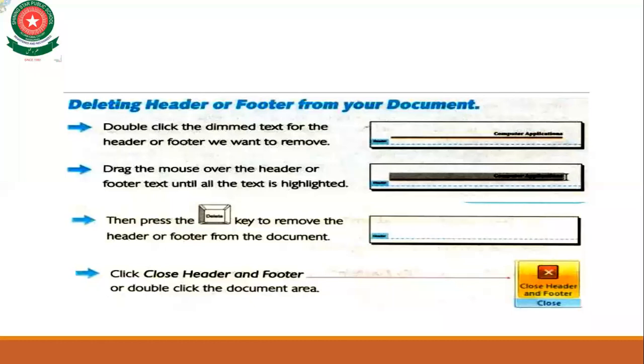First of all, again I repeat, double click the dim text for the header or footer. Then drag the mouse until all the text is highlighted. Now press the delete key to remove the header and footer from the document. Then at the end, close the header and footer, or double click the document area, and you can close the header and footer. So that is the way how you can add and delete the header and footer on your document.